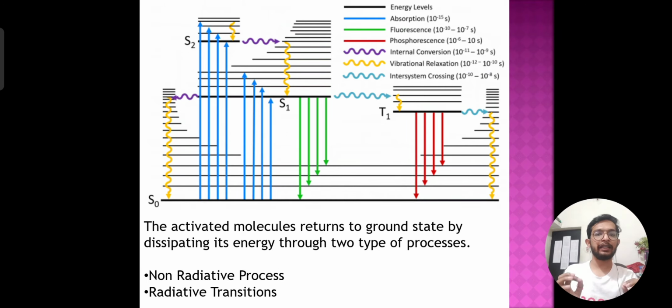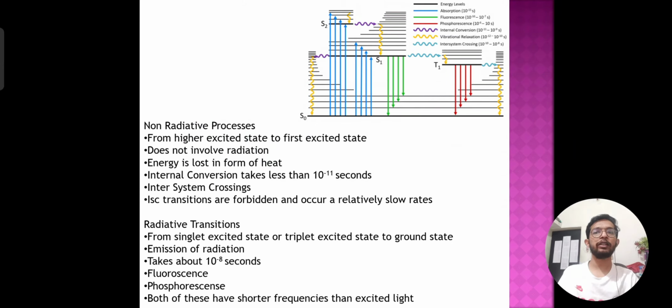Now this activated molecule will return to the ground state by dissipating its energy through two types of processes, that is, non-radiative processes and radiative processes. First of all, we will talk about non-radiative processes. These processes involve the return of activated molecules from the higher excited states S3, S2 or T3, T2 to the first excited state S1 or T1. These processes do not involve emission of any radiation, therefore they are called non-radiative processes or radiationless transitions.